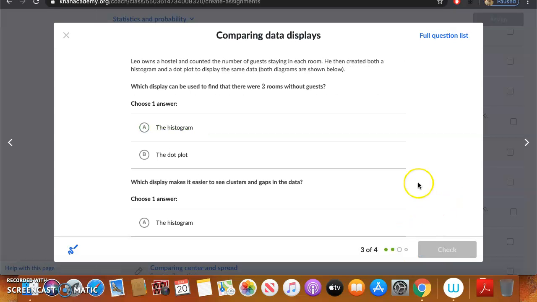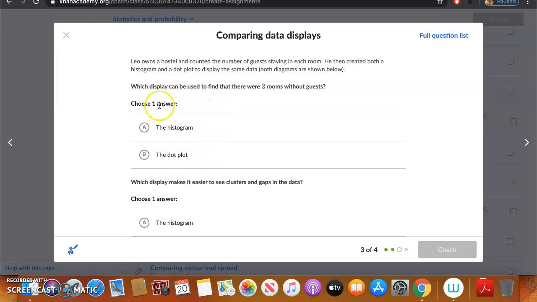Let's take a look at the third one. Leo owns a hostel and counted the number of guests staying in each room. He then created both a histogram and a dot plot to display the same data. Both diagrams are shown below. Which display can be used to find that there were 2 rooms without guests?